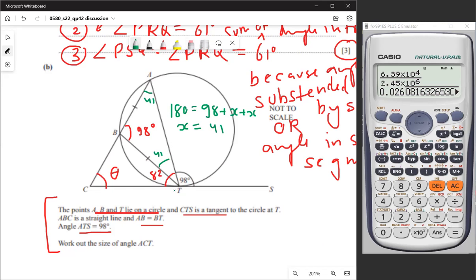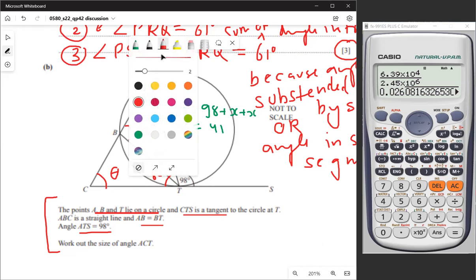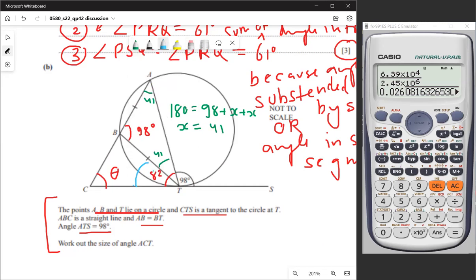Now I know these. Can I find this one? How much is it? So 82 must be equal to, let's call this y plus y. So what is y? 41. So this is also 41. Now if I know this one, tell me what is the angle right here?